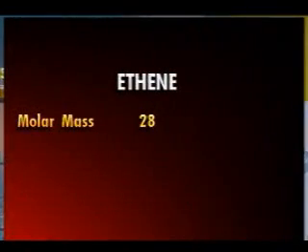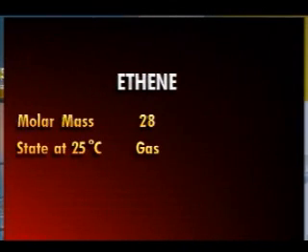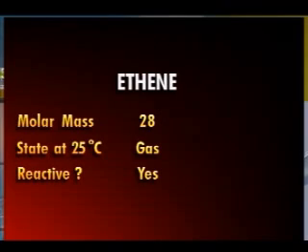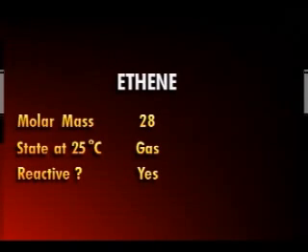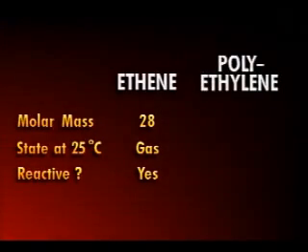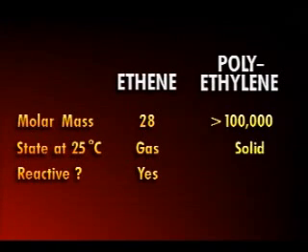Although polyethylene is made from ethene monomers, the properties of the polymers are not necessarily the same as the monomer. If you recall the properties of ethene, it has a molar mass or molecular weight of 28. It is a gas at room temperature and is quite reactive. What are the properties of the polymer? Polyethylene, with a molecular weight in the range of hundreds of thousands, is solid at room temperature and a rather stable, unreactive compound.